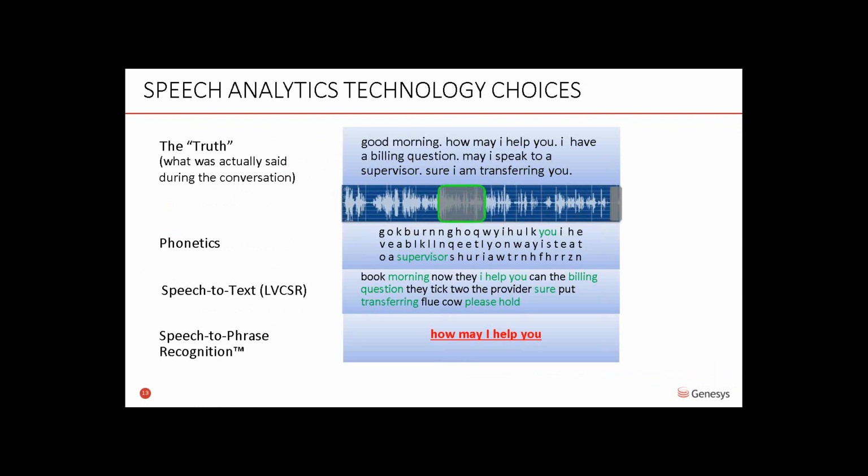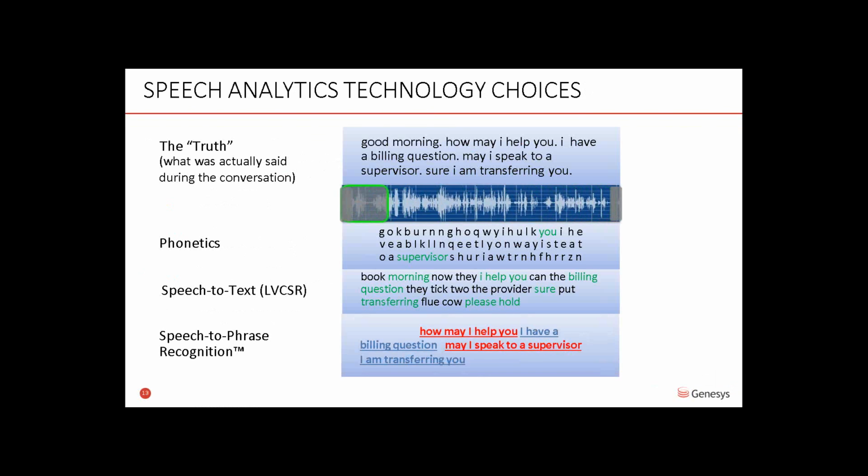Now, the third approach to speech analytics is called speech-to-phrase recognition. It's the process of directly recognizing entire phrases within the call audio itself without first converting that audio into text or phonemes. And speech-to-phrase recognition, because it recognizes entire phrases as opposed to individual words or phonemes, is by far the best method of categorization of the topics discussed within a conversation, because topics really need to be defined according to the phrases used when discussing that topic.